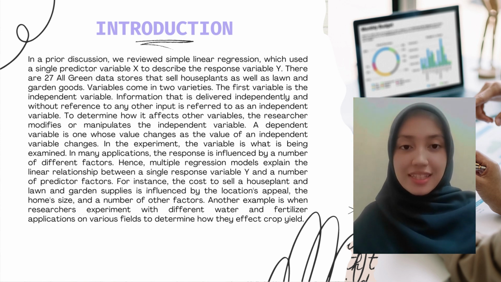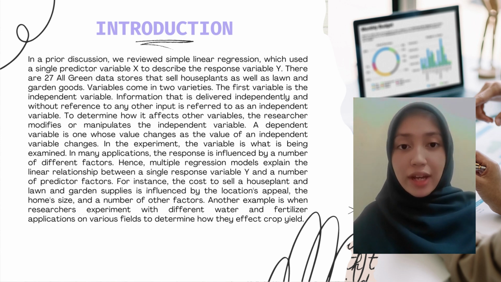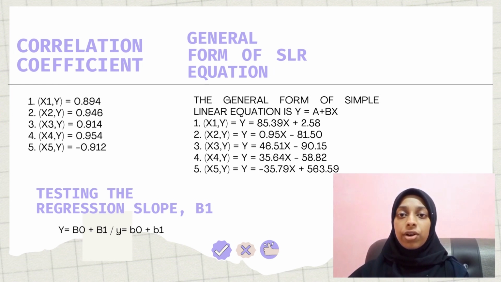In many applications, the response is influenced by a number of different factors. Hence, multiple regression models explain the linear relationship between a single response variable y and a number of predictor factors. From the scatter plot, we can see that x1, x2, x3, and x4 have an increasing trend, while x5 has a decreasing trend. The correlation coefficients are 0.894 for x1, 0.946 for x2, 0.914 for x3, 0.954 for x4, and negative 0.912 for x5.